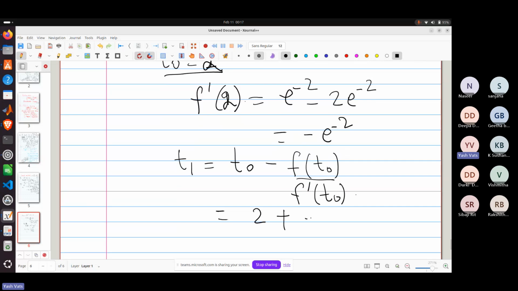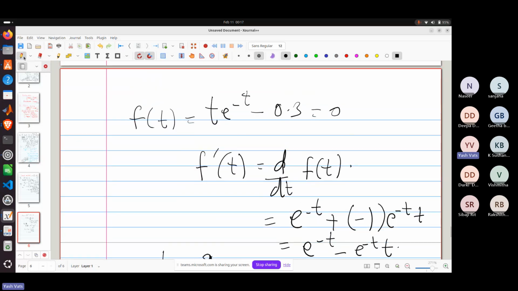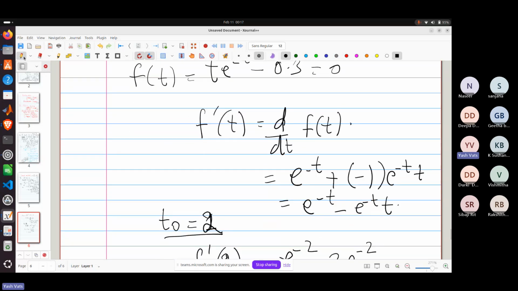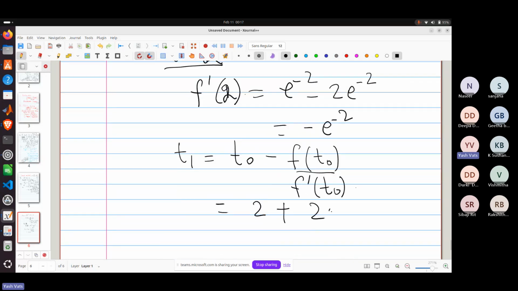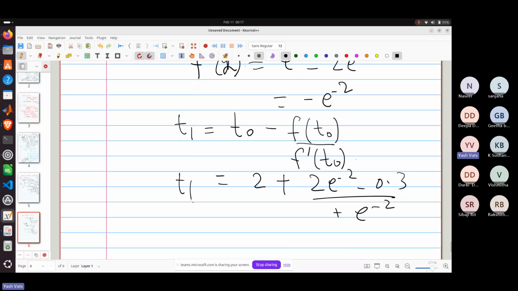What is f t naught? Yes. So just put the value of f at 2, which is 2 e to the power minus 2 minus 0.3. Okay. So it is your t1.